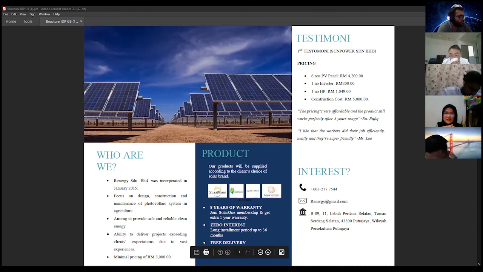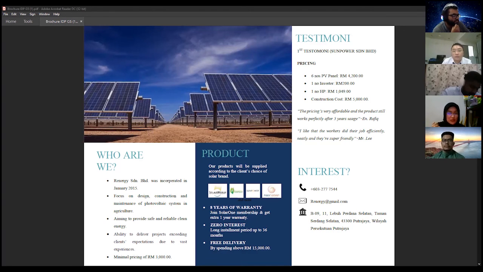This is our brochure. In this brochure, we have who we are, which is our energy Sdn Bhd, and that is also our background. We also have our product, which will be supplied according to the client's choice of solar brand. As you can see, there are several types. We also have the testimonials, which show feedback from 2 of our customers. That's all in the brochure. It's simple. If you are interested, please do contact us, with the details provided in the brochure.